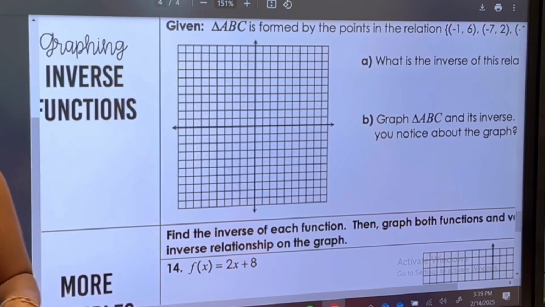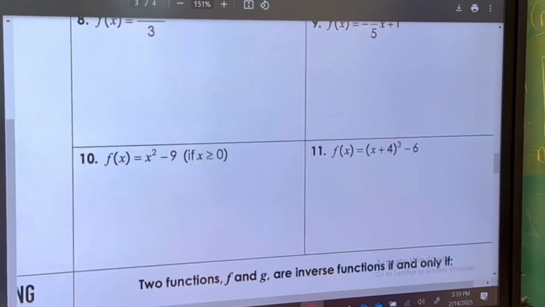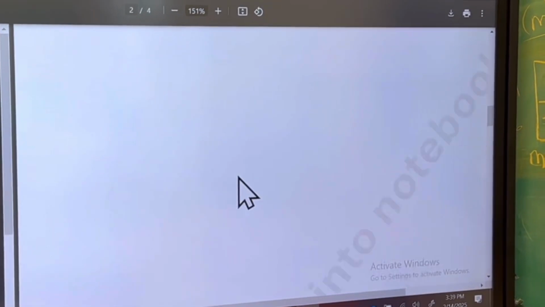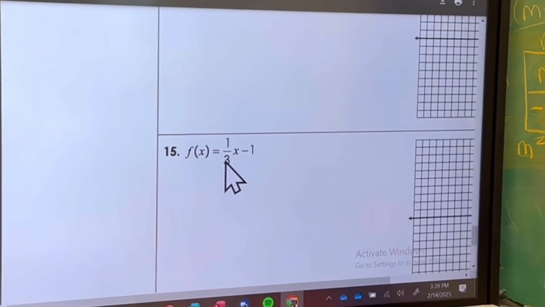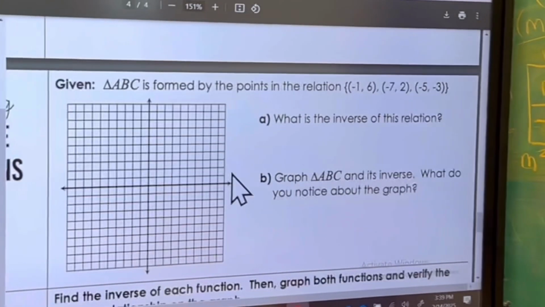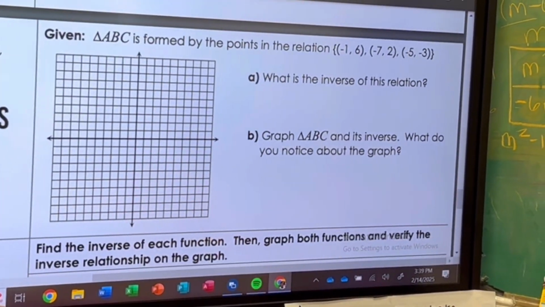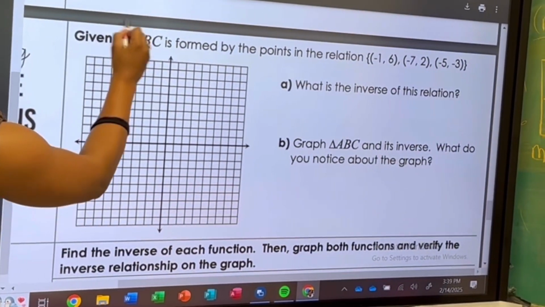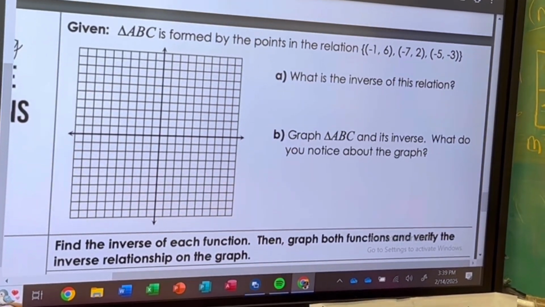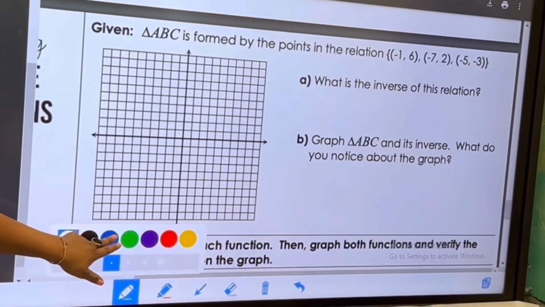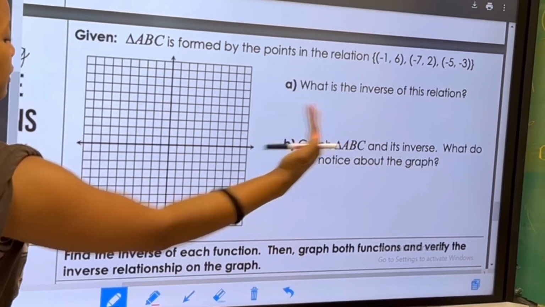So we have 3 points. And we're going to graph, what do you guys think? What do you see right here? What is this triangle? Make sure you're paying attention to this and not me, okay?